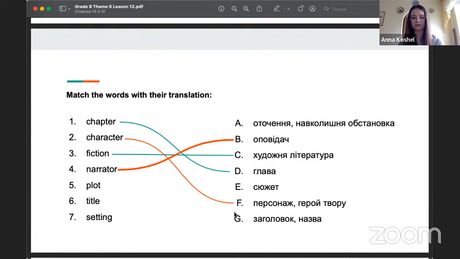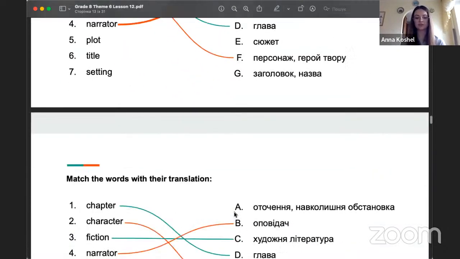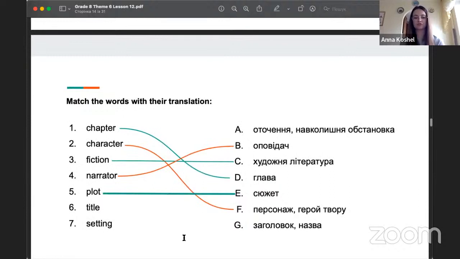Так, історія, яка розказується в книзі. That's why it is translated as сюжет. So that's it. Plot, сюжет. You can say, the plot of this book is so interesting. So I loved the plot of the book. It's captivating. I couldn't stop reading the book for 3 days because of its plot. Я не міг зупинитися читати книжку 3 дні, тому що дуже сподобався сюжет. So 5E, plot, сюжет.